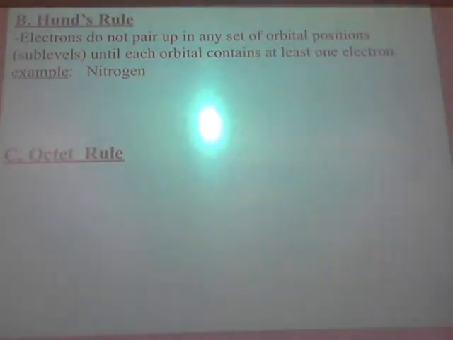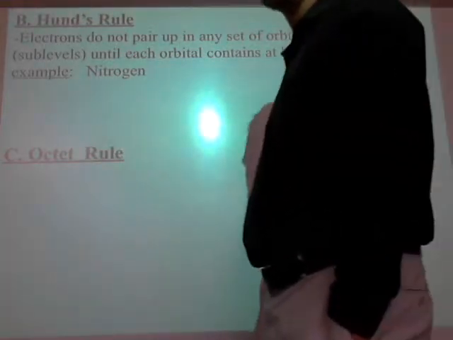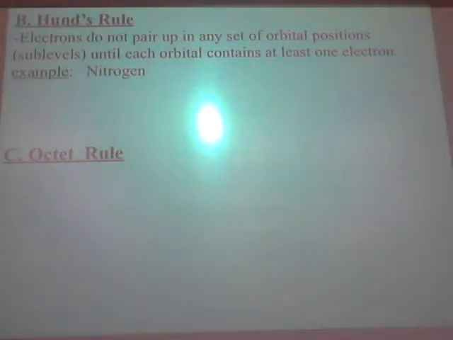Okay. The Octet Rule is the last rule, and then I want to just show you something that people have been asking questions about. Has to do with electron dot notation. Okay? I'm almost done. Okay, the last little thing I've got for you is the Octet Rule.